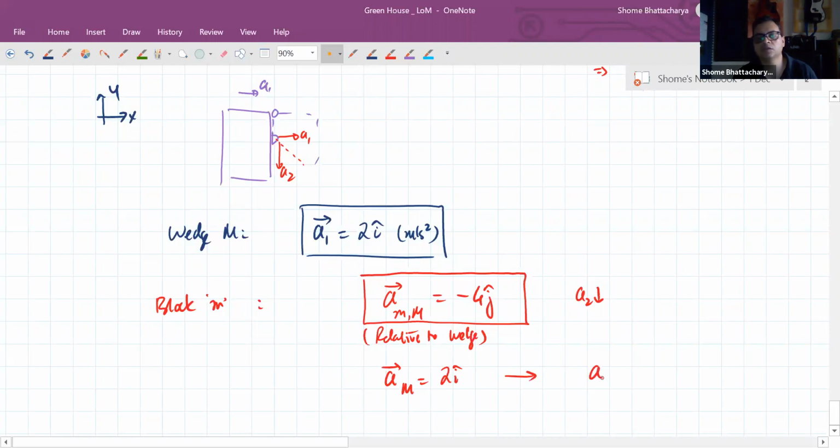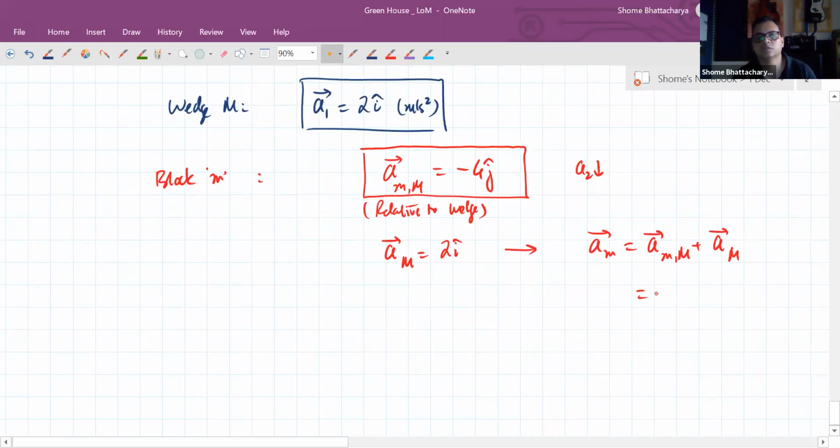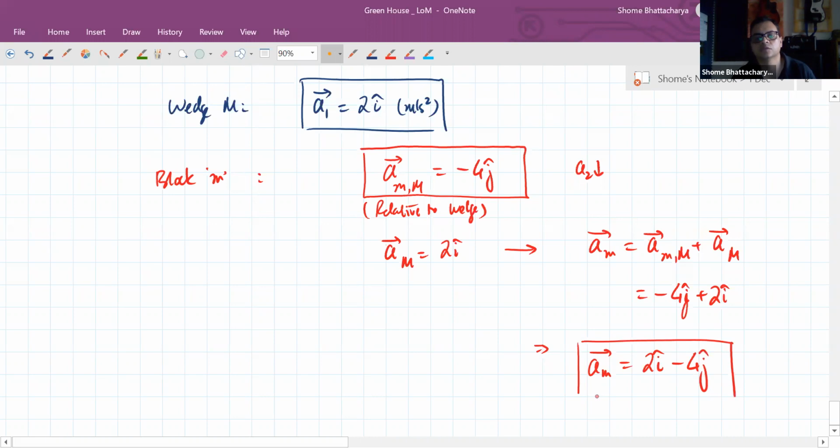So the acceleration of the block in the ground frame becomes the vector sum of these two. It becomes the acceleration of the block with respect to the wedge plus the acceleration of the wedge. So it becomes minus 4 j cap plus 2 i cap. So the ground frame acceleration has a horizontal component of 2 and a vertically downward component of 4. So this is the acceleration of the block with respect to ground frame.